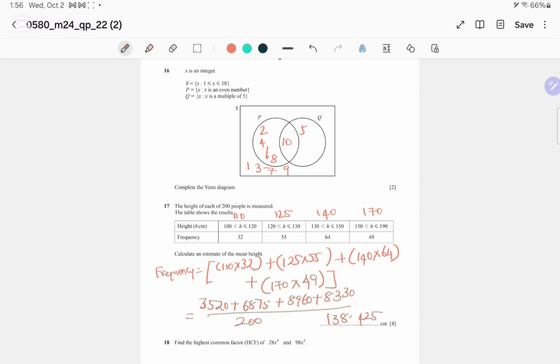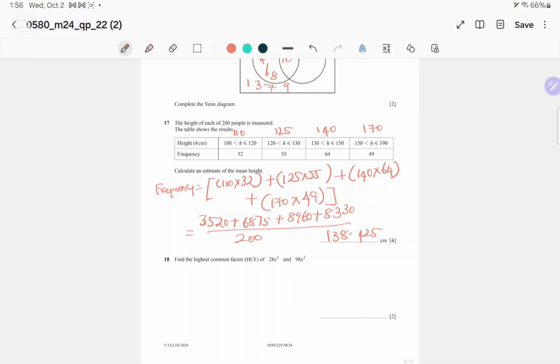138.425. I am writing the decimal part also, 3 significant figures. I am not rounding it up. Okay, I think 138 is also accepted. Please be clear with your answers.